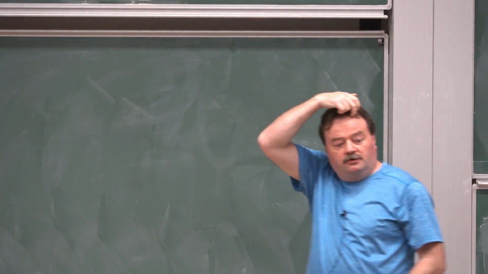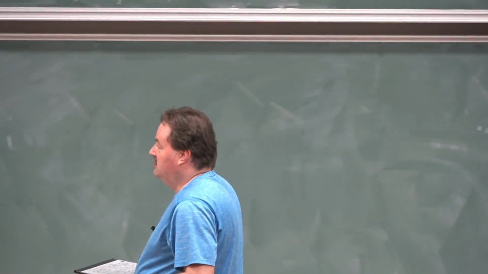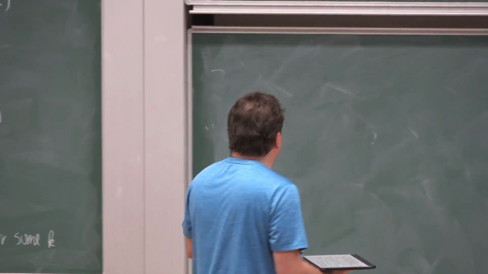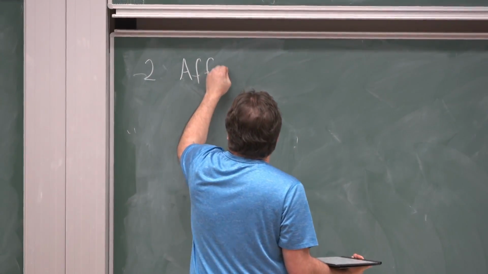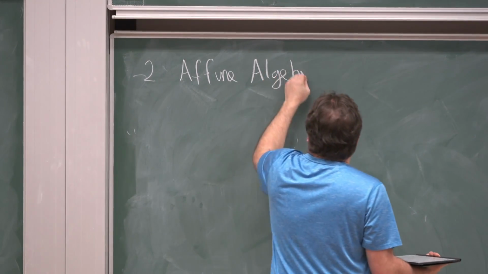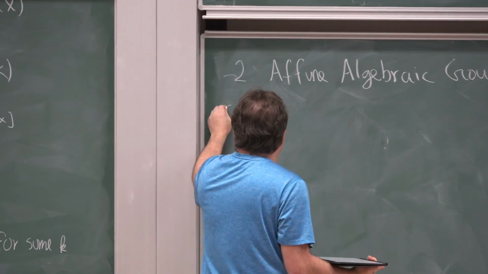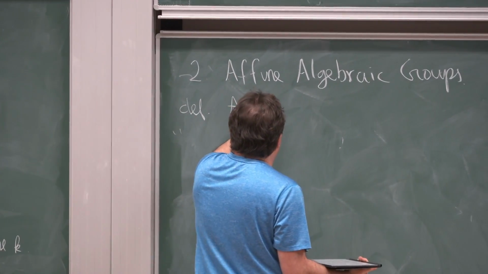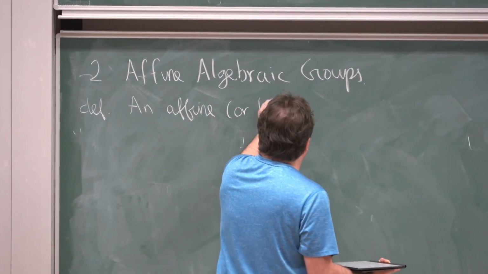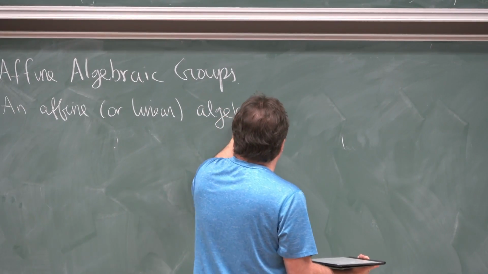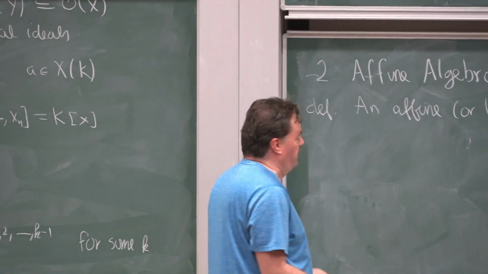All right, so next I want to talk about linear algebraic groups, or affine algebraic groups, which actually turns out to be the same thing, although you might define them in different ways. Okay. So an affine or linear algebraic group, I mean, it's just a group where all the operations are morphisms, right?